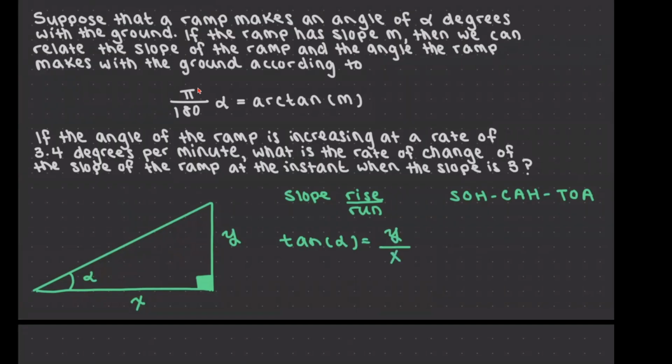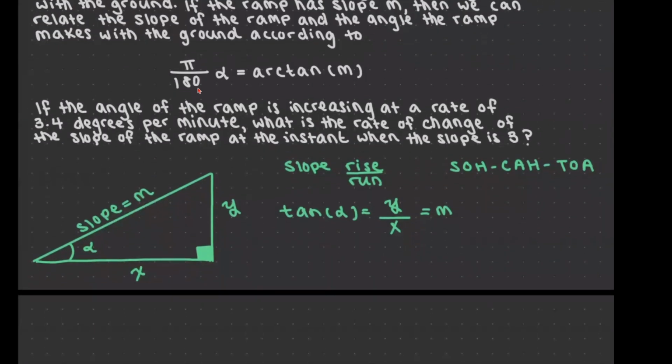But y is the rise, x is the run. Rise over run is slope, and we know the slope is m. So I'll put here, slope equals m. So we're saying tangent of alpha is equal to m. And arctangent is the inverse function to tangent. If I apply it to both sides, arctangent of tangent alpha is alpha. So alpha equals arctangent of m.